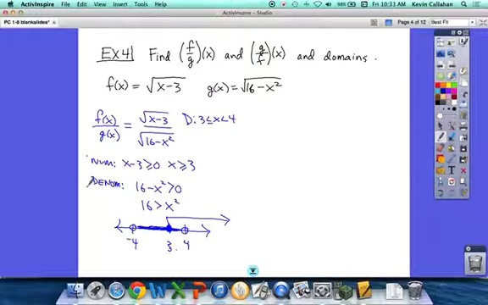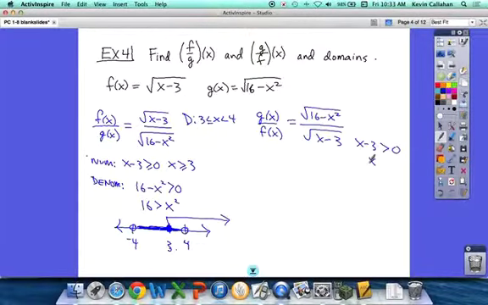Okay, if we switch the division, g of x over f of x, what's going to change? Now we've got the square root of 16 minus x squared over the square root of x minus 3. Remember, here we said x had to be greater than or equal to 3 because that was in the numerator. Now we have to say for this piece right here, x minus 3 has to be greater than 0, not greater than or equal to. So x is greater than 3.